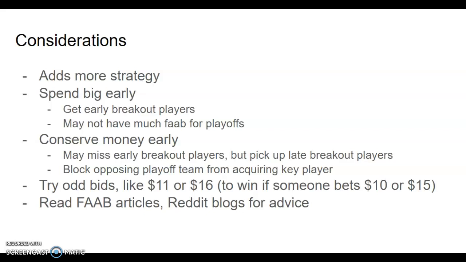You might want to try bids like $11 or $16 or $21 because most people in these leagues tend to bid like 10 or 5, multiples of 5. So you can win a bid with $11 if everybody else is betting 10. Another suggestion is go ahead and read FAAB articles. So type in FAAB fantasy football or read Reddit blogs for advice. I read a few of those and they have real good advice on strategy and how the system works.